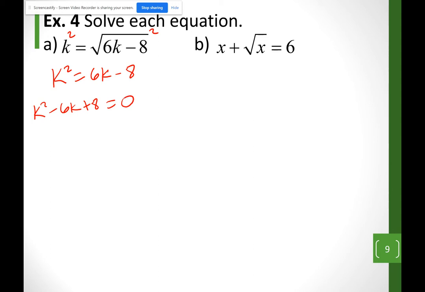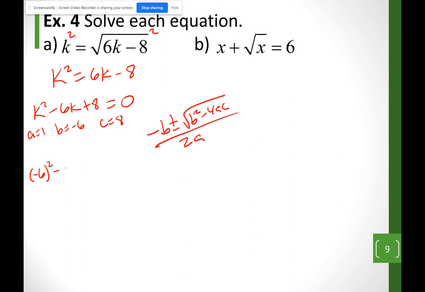Move everything where the k squared is positive. I see my a is 1, my b is negative 6, my c is 8. Remember my quadratic formula. Let me write it here in the center. Negative b plus or minus the square root of b squared minus 4ac, everything over 2a. Okay, so I'm going to do b squared because I have to do the square root part first.